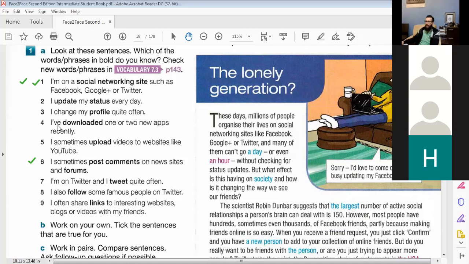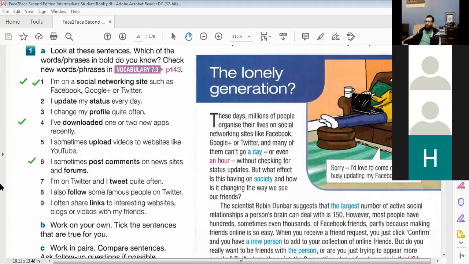Have you downloaded any new apps recently? Recently, yes. What have you downloaded? English score for BBC, for British Council. Okay. To know your score. It's online. That's good. What about Twitter?